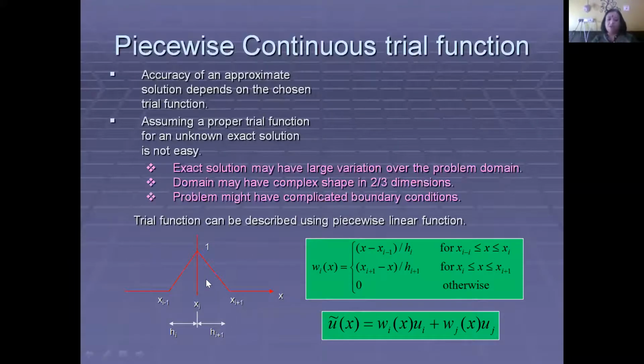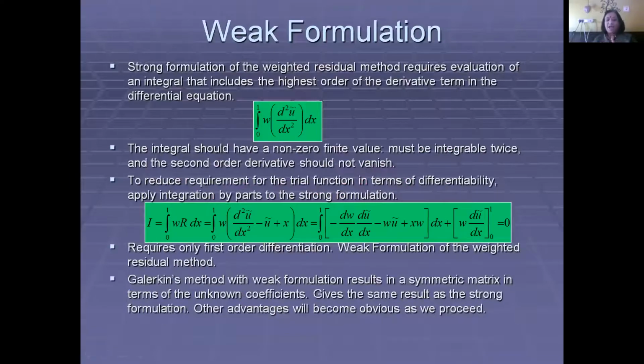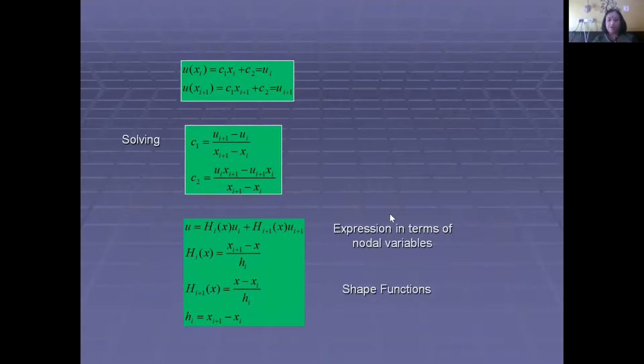How does it look? The weight function H or w at xi is equal to unity. It is 0 at every other node. And as I go from that node to the next node, it goes from 1 to 0 linearly. So over every element, I have a weight function. I have actually two weight functions. I have Hi and I have Hi+1.